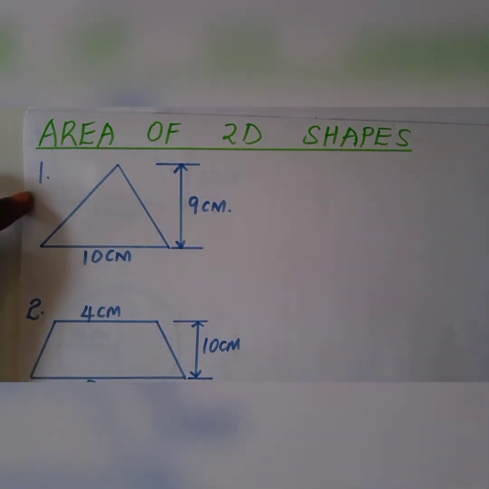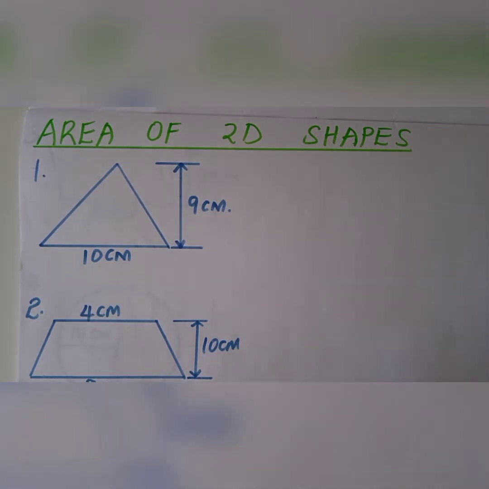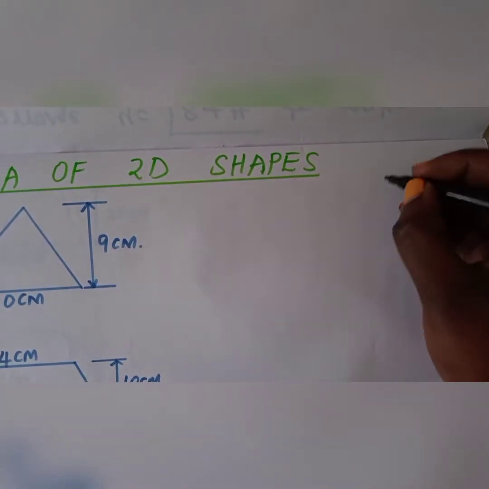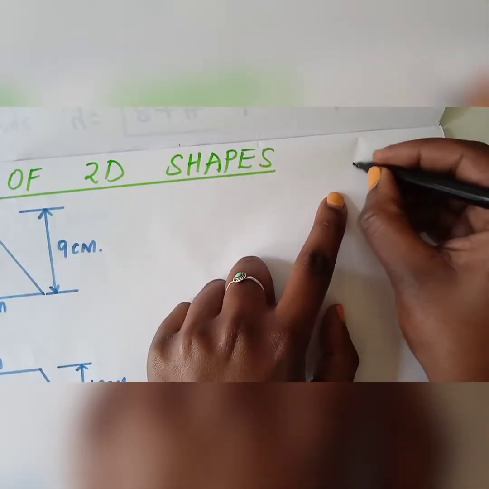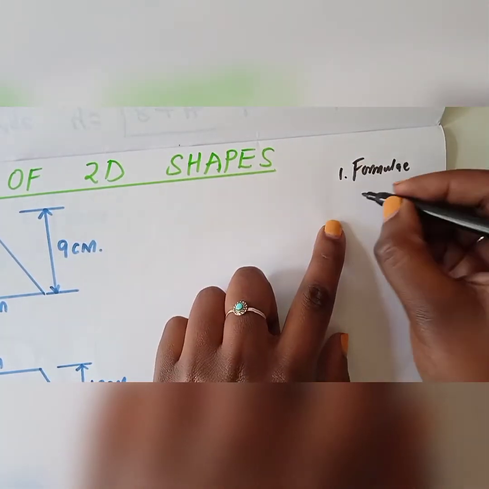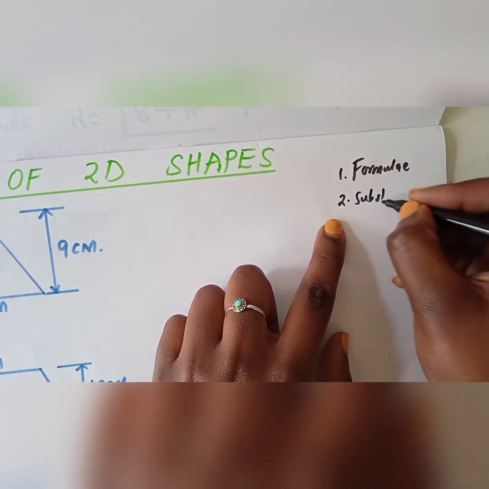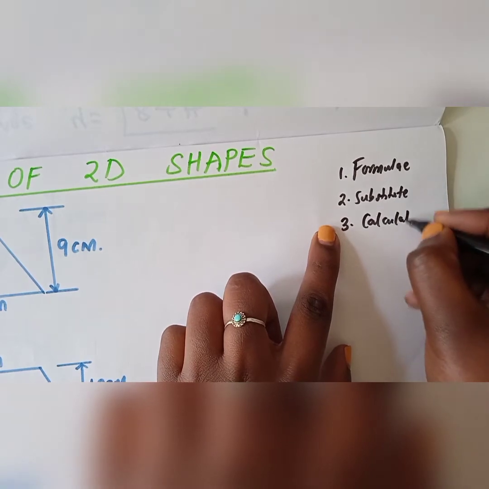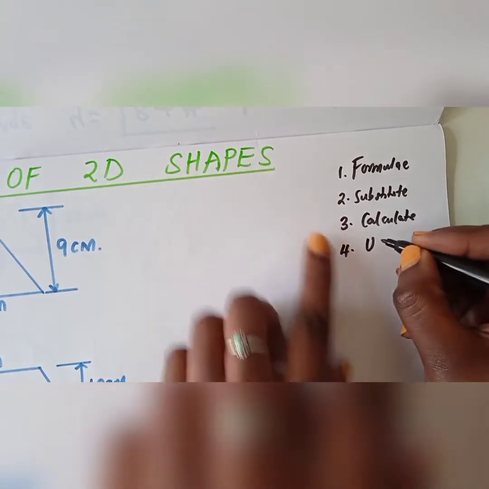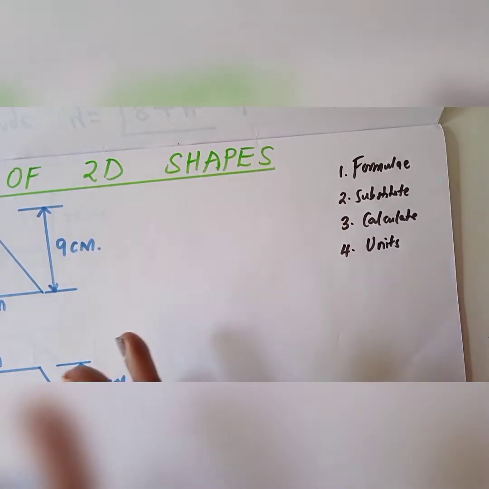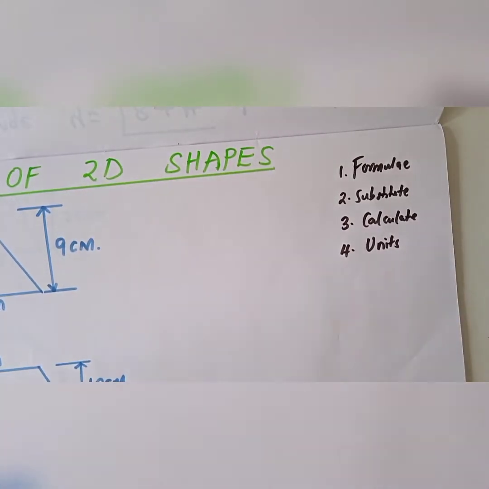Now we'll be starting with the area of a triangle, and when you're doing your area, it's good to write the formulas first. So we'll follow these steps. Step number 1, you write the formula. After writing your formula, now you substitute your values. Substitute and then calculate. And finally, use the correct units. Anytime you're doing area or perimeter, we follow these 4 steps.